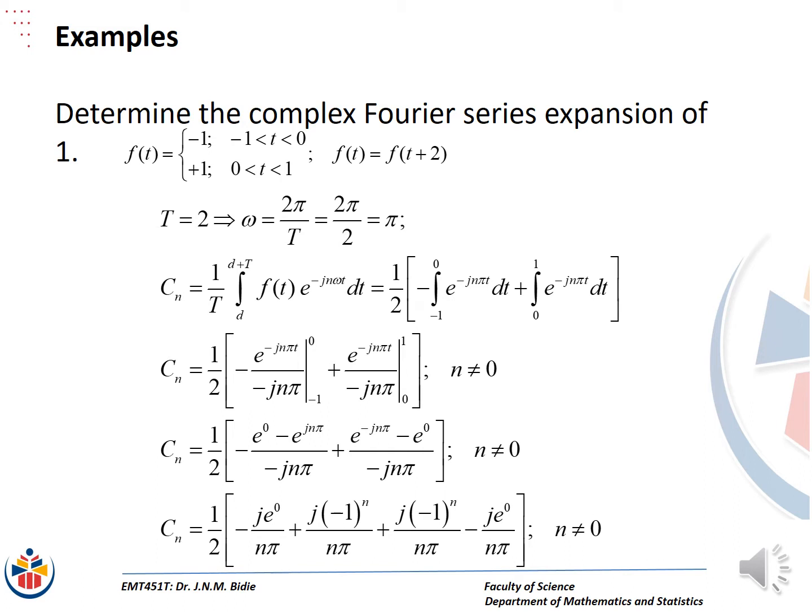Let's do some examples. The first one is where we're given a piecewise defined function. The first interval is from -1 to 0, and the second interval is from 0 to 1. Note that that is how we write a periodic function, which represents that our period is 2. Hence, we wrote here T is equal to 2. And our function values are -1 between -1 and 0, and +1 between 0 and 1.